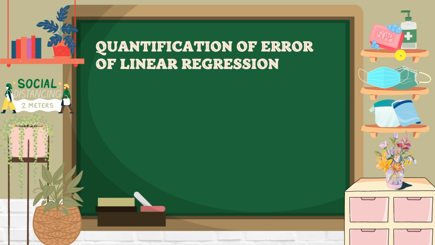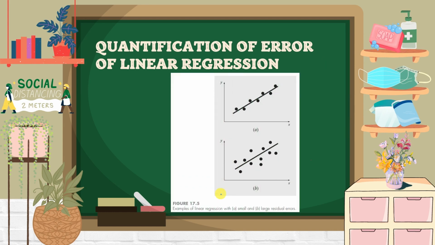The above concepts can be used to quantify the goodness of our fit. This is particularly useful for comparison of several regressions, as shown in figure 17.5. This figure is an example of linear regression where A has small residual errors and B has large residual errors. In A, you will notice that the data points are near the best fit line, while in figure B, some of the data points are far from the best fit line. Therefore, it has large residual errors.